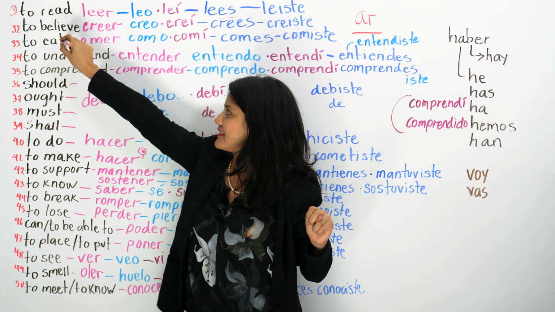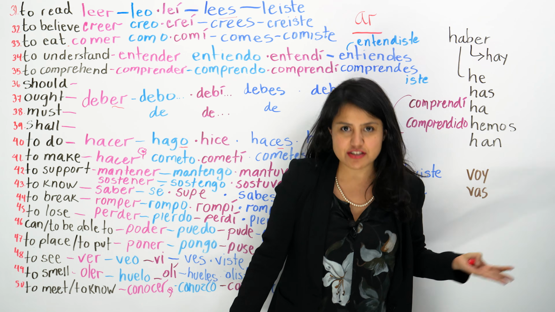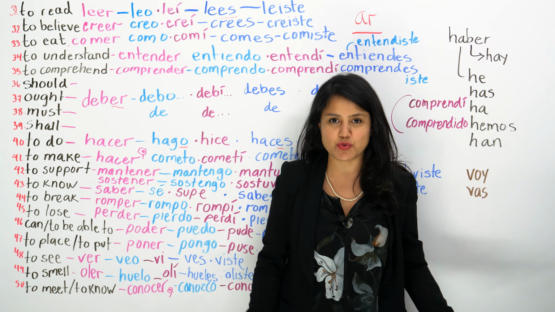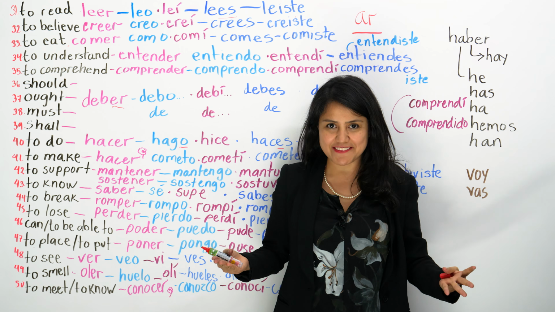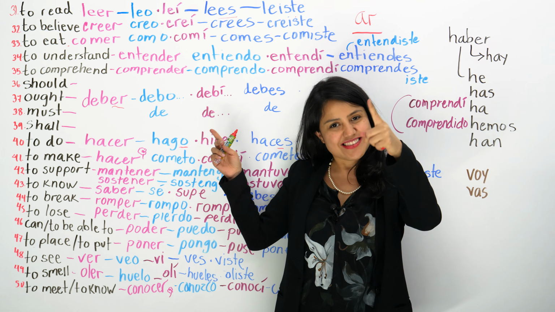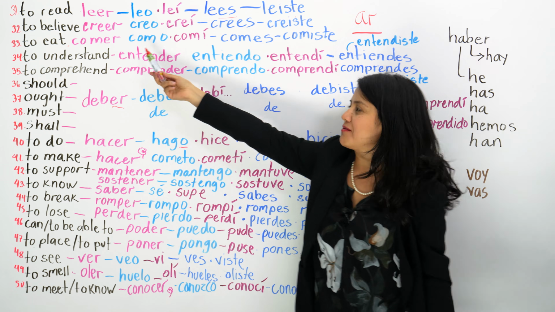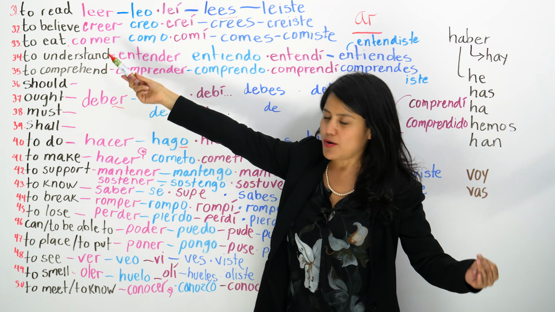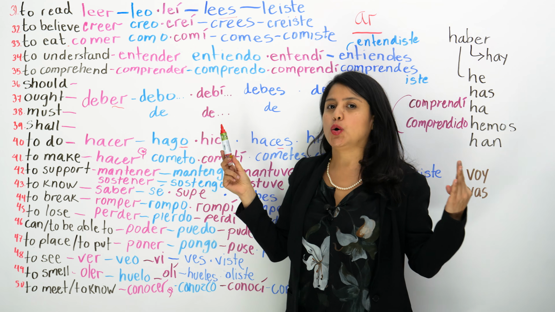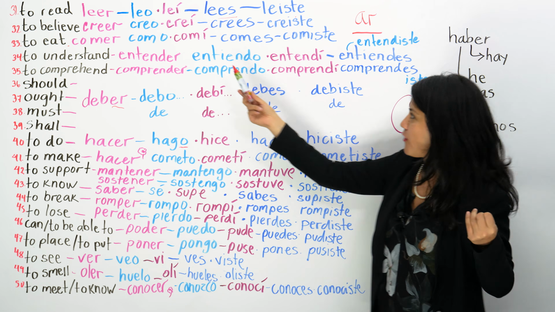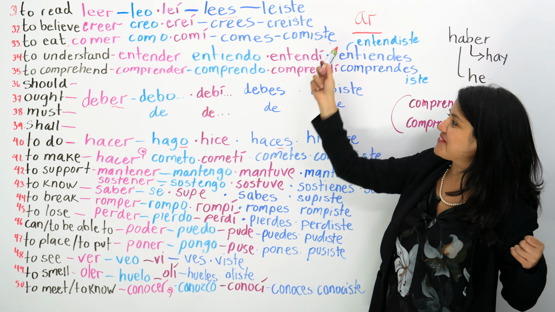To understand. Entender. No, sorry, to eat. First, we have to eat. Before understanding something, you always have to eat. Because if you don't eat, you don't have fuel for your brain to learn something. So, this wasn't deliberate. To eat, comer, el infinitivo. Yo como. Yo comí. Yo comí esta tarde, pero tengo hambre otra vez. Tú comes. En el presente, tú comiste.